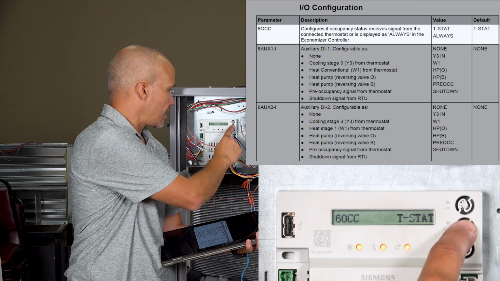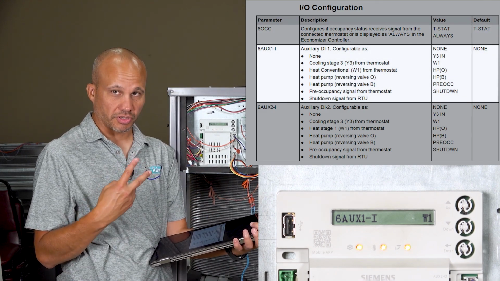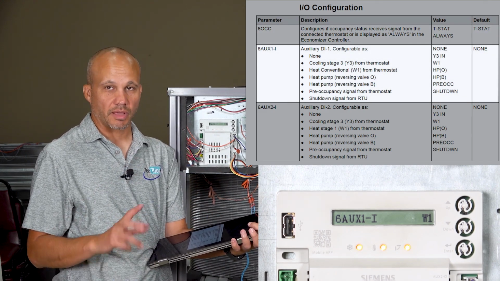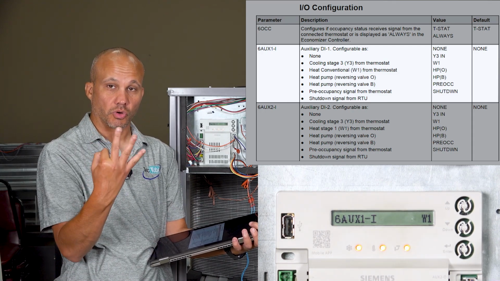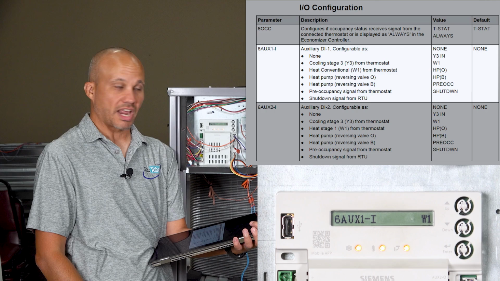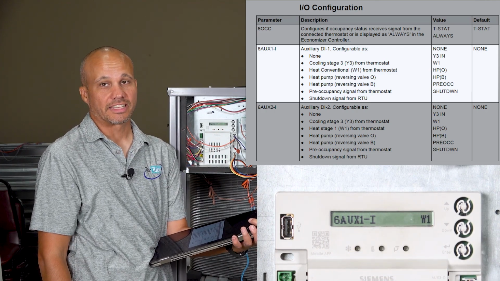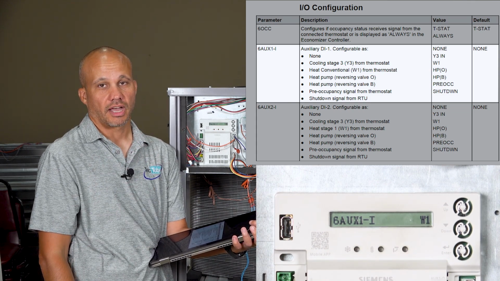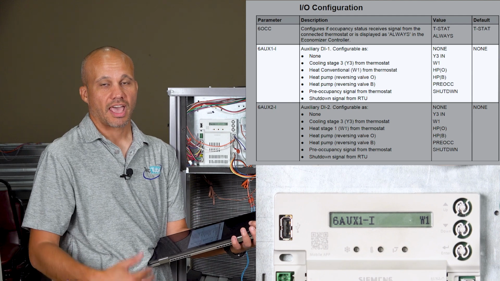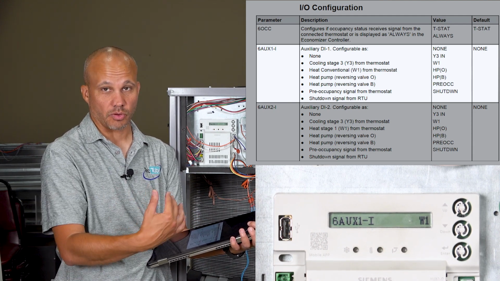If I scroll down through the menus here, I have aux 1 input. There are two auxiliary inputs I can choose from, and either one of them can be any of the things on the list I'm about to describe. You can have a third stage of cooling. That's an option on there. You can have W, which is what I have right now, coming from the thermostat. This is what you're going to use most of the time. Every time you have a 2-speed fan, you're going to have a W signal because, as we talked about in prior videos, as this mode changes, the fan speed is going to change anyway on the unit.